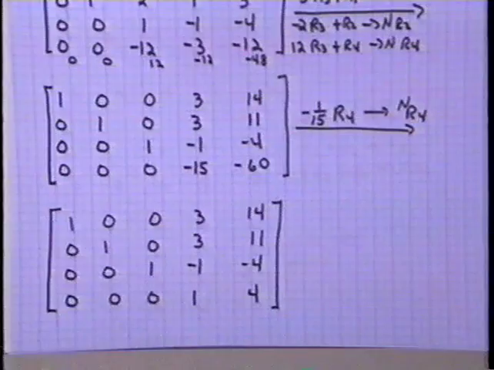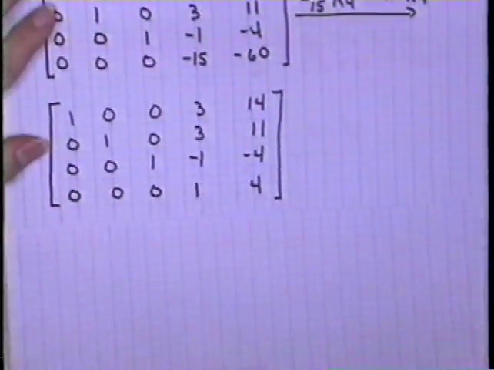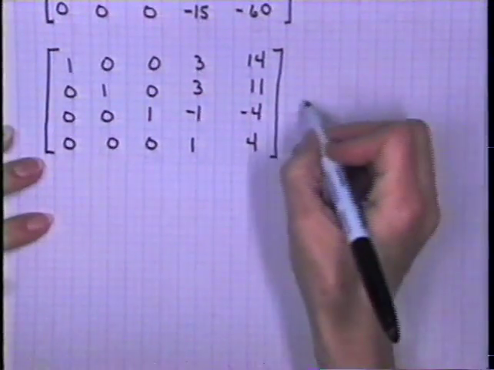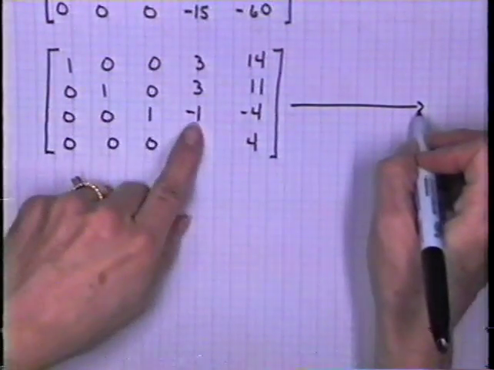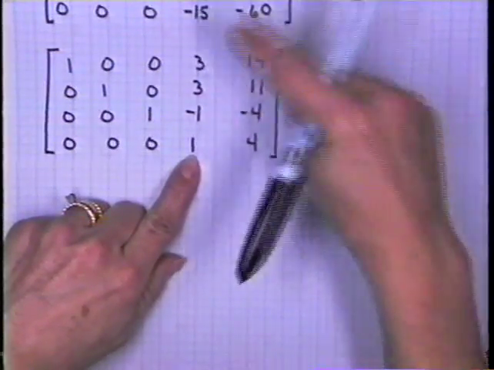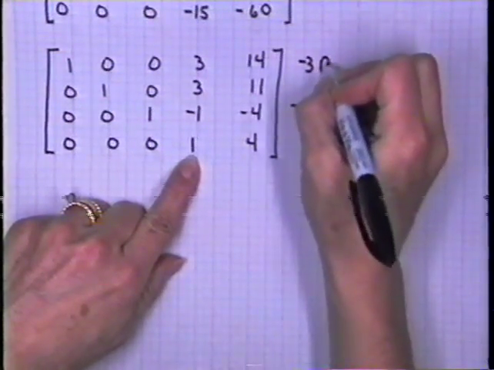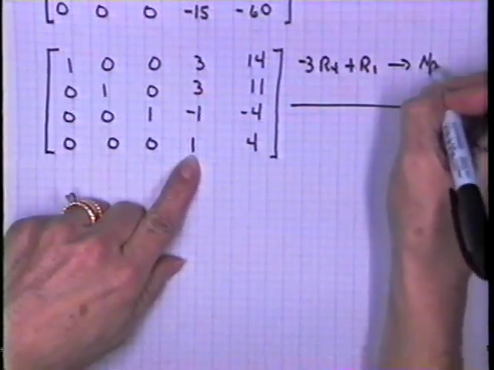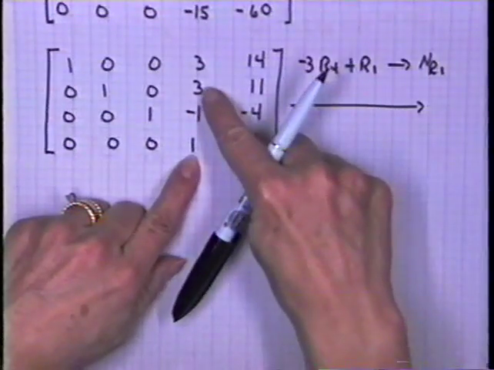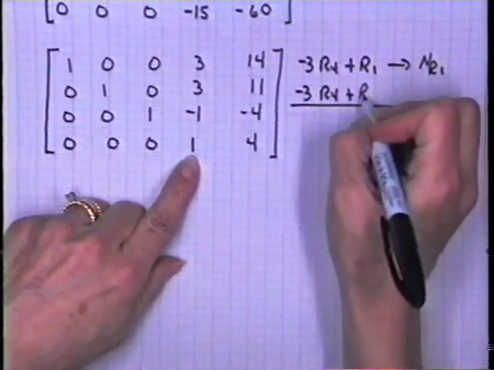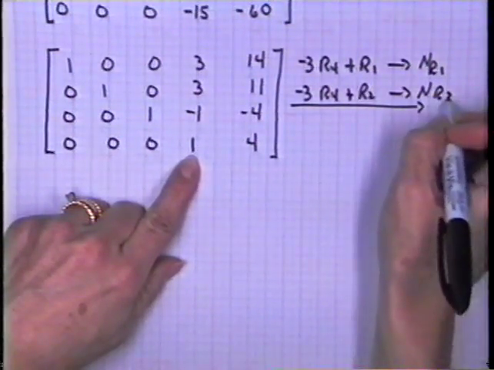Okay. Now the only thing I have left to do is get the zeros above that 1 right there. Let me scoot up and make room. Okay. So using this 1 down here in row 4, to get a 0 up here, I need to multiply by negative 3. So negative 3 times row 4 is going to be added to row 1, and that will be our new row 1. And then same thing here, negative 3 times row 4 is going to be added to row 2, and that will be my new row 2.